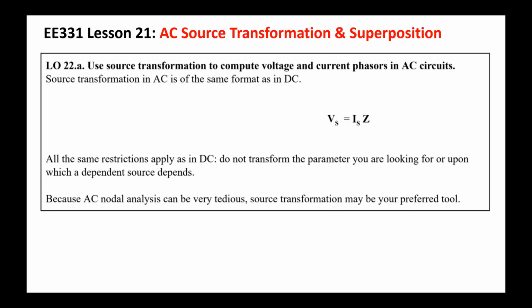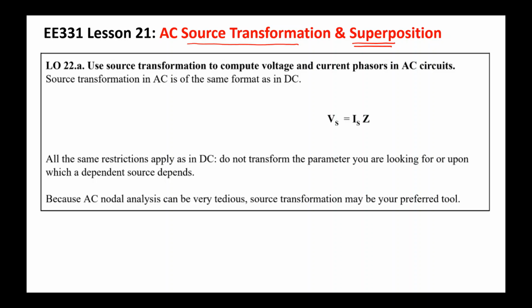Welcome to EE331 Lesson 21. We're going to touch on AC source transformation, where we'll see again that the AC form is very similar to the DC version of that concept. The new concept that we're going to learn today is superposition. First, let's start with source transformation.